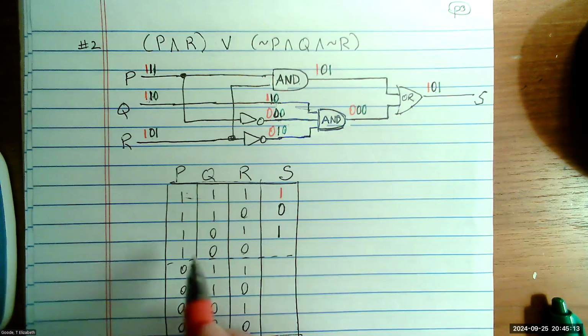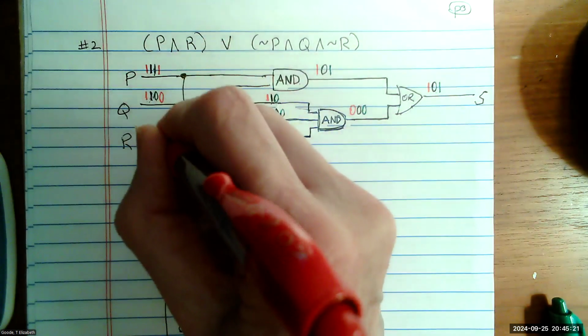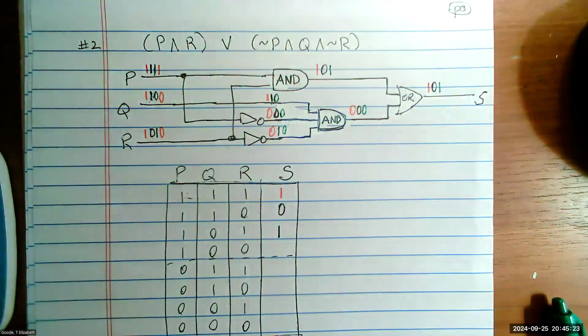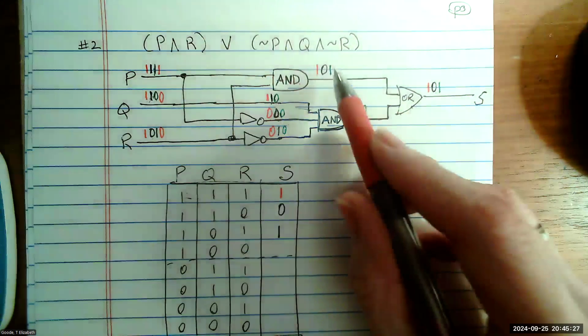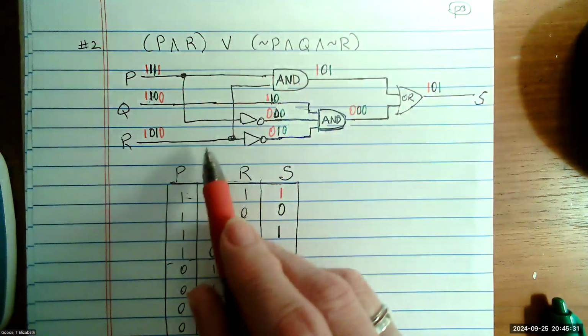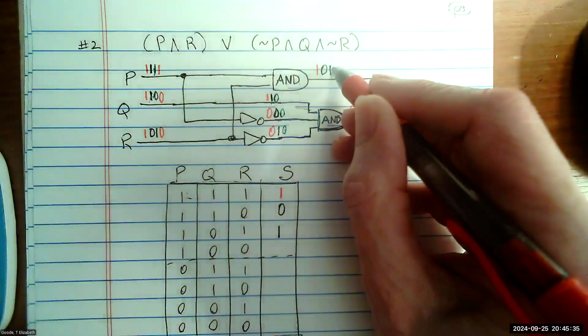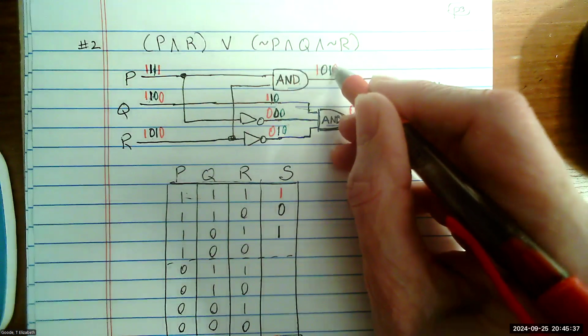Let's do another one. Let's do another red one. Let's do 1 0 0. So P is 1, Q is 0, R is 0. See, we're doing row 4 now. You with me? Yes. What comes out of this AND gate? And 0. That's right, because R was 0. So we'll get a 0 here.